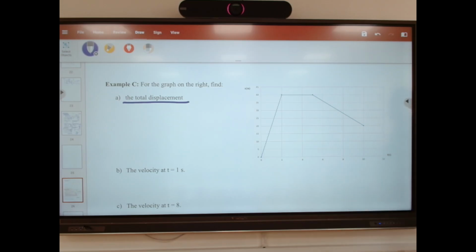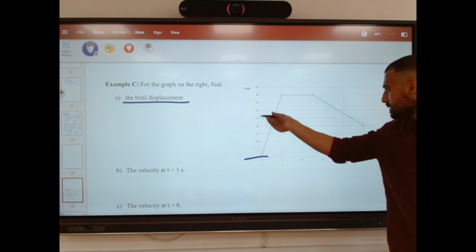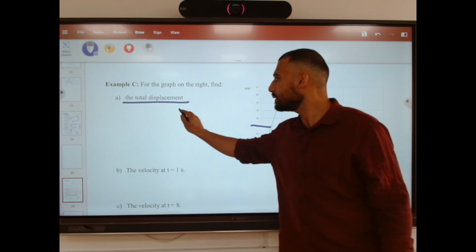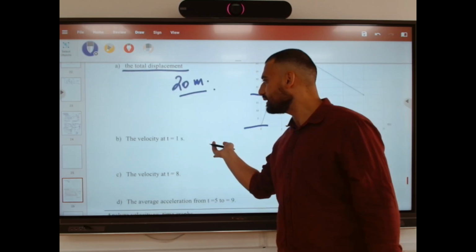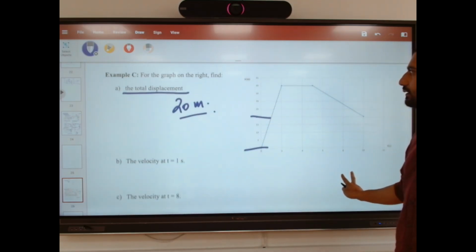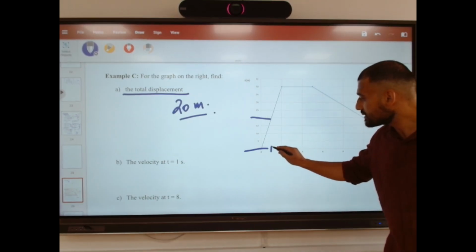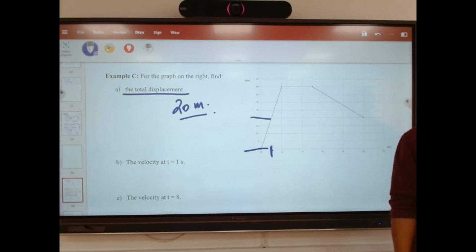20, of course. There is no doubt in that. See, this is the reference. With respect to reference, body is at 20, isn't it? So the displacement is 20 meters. What is the velocity at t equal to 1 second? We have to find the velocity at this point. That means what do we have to do?